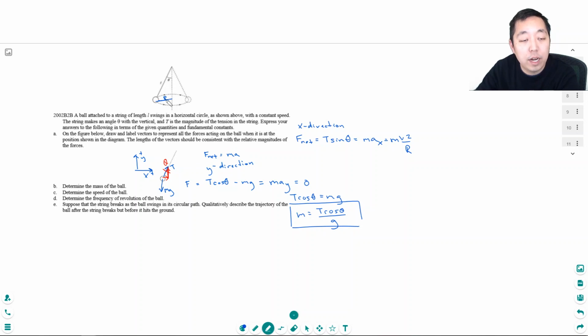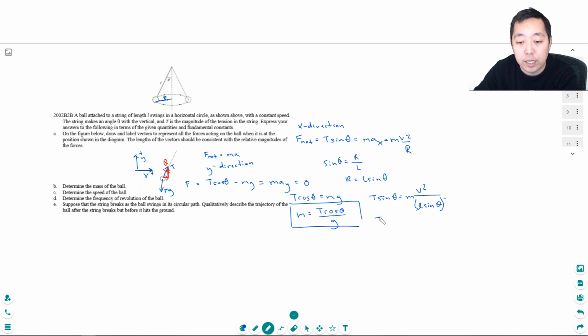To find r, I have to use a little bit of trig. I know that sine of theta is r over L, so sine theta equals r over L. That means r is equal to L sine theta. So when I do this equation, I have T sine theta equals m v squared over L sine theta. Okay, now I can solve for v.